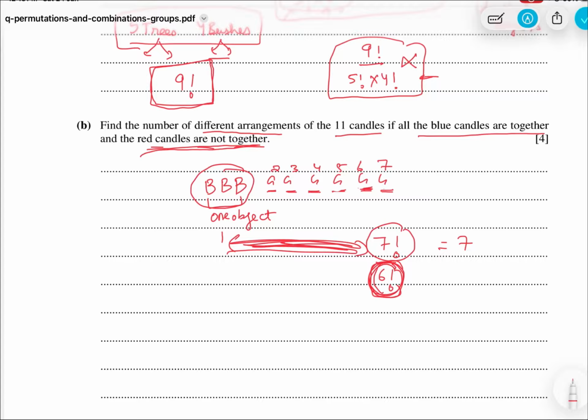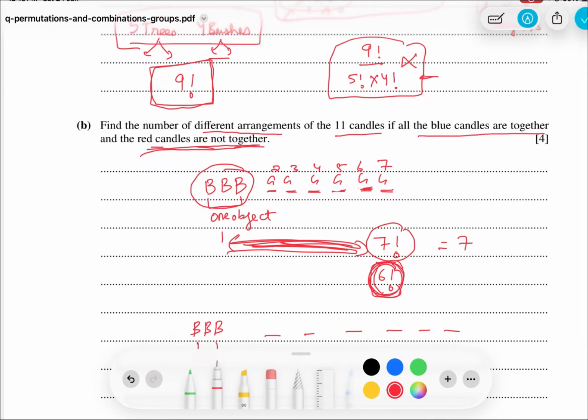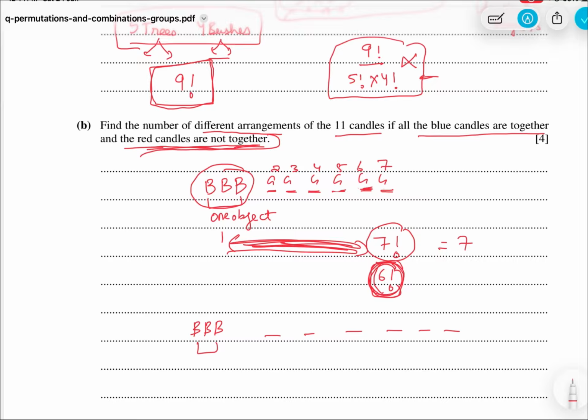Now listen. B, B and B are together. 1, 2, 3, 4, 5, 6 objects are there. Now we want the red candles to be not together. How many red candles are there? There are 2 red candles. Now, how many places can we place these red candles? We can place it over here, over here, here, here, here, here, and here.